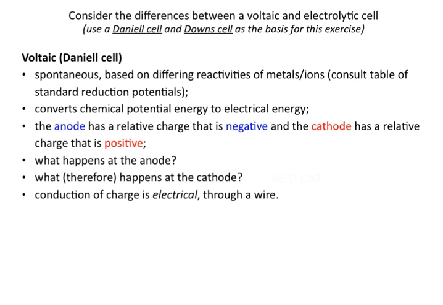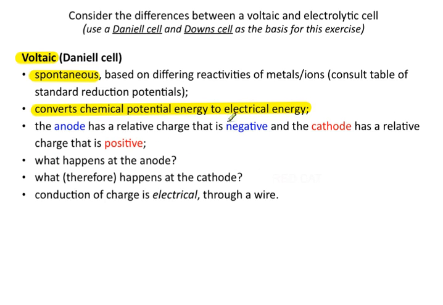Now, just to finish off then, you want to be aware of the differences, and as you'll see, there are not too many differences. So here we're talking about a voltaic cell, spontaneous. So this is based on differing reactivities of metals or ions, and you get that from your table of standard reduction potentials. A voltaic cell converts chemical potential energy to electrical energy. So that's a spontaneous generation of electrical current. So it does that via a chemical reaction.